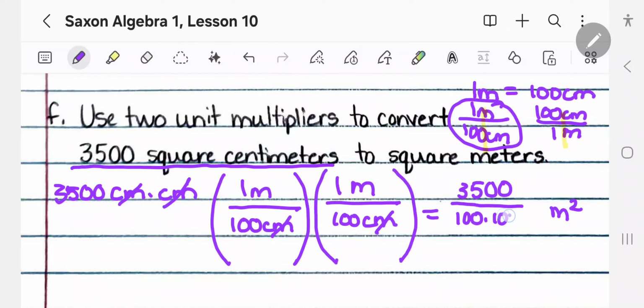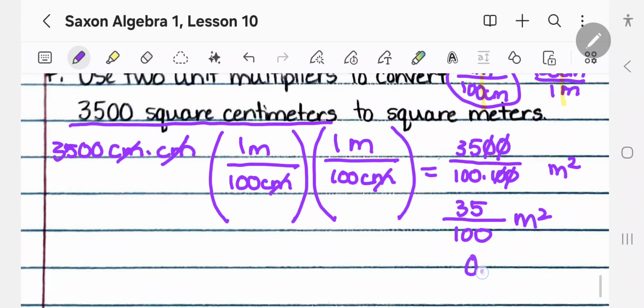100 times 100. Now we could do some canceling right here, right? Couldn't we divide the top and the bottom by 10 and then divide the top and the bottom by 100, right? So that would be 35 hundredths meters squared. You could also write as a decimal, 35 hundredths meters squared.